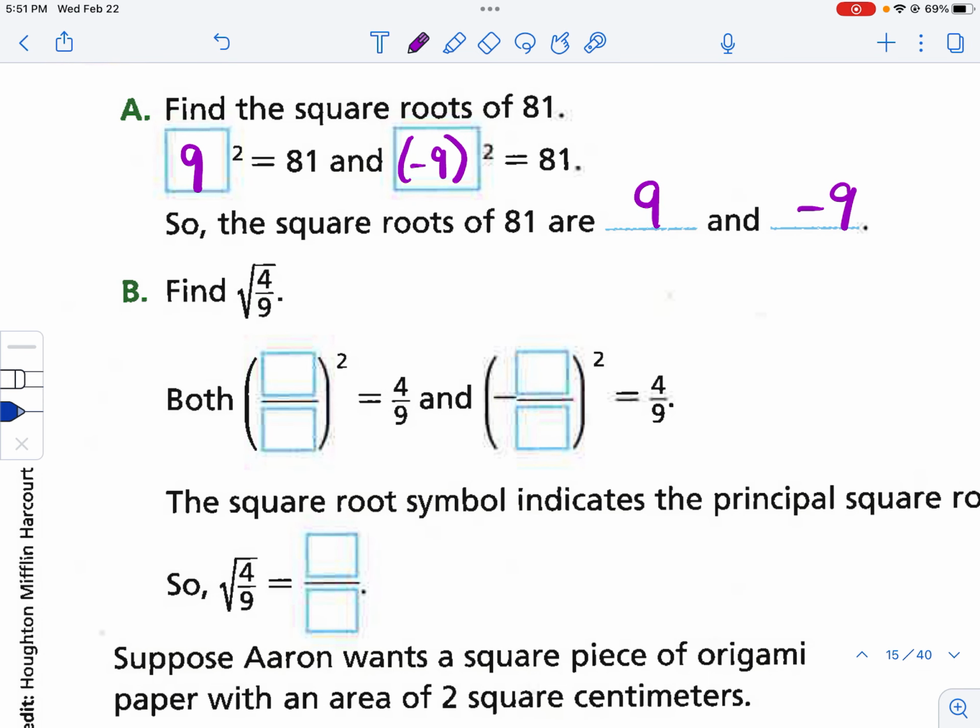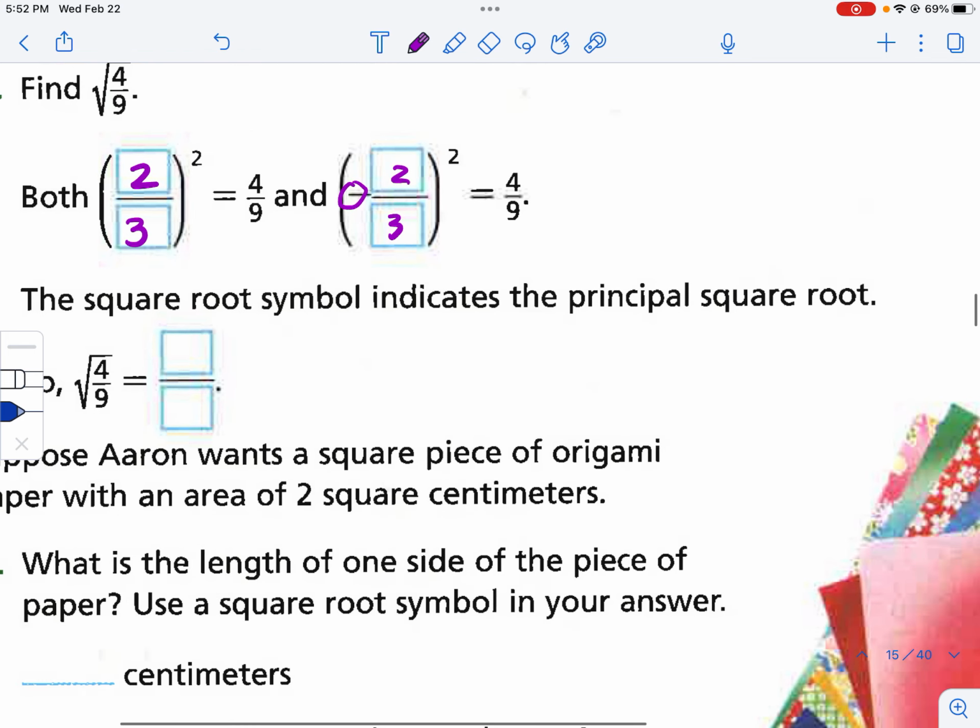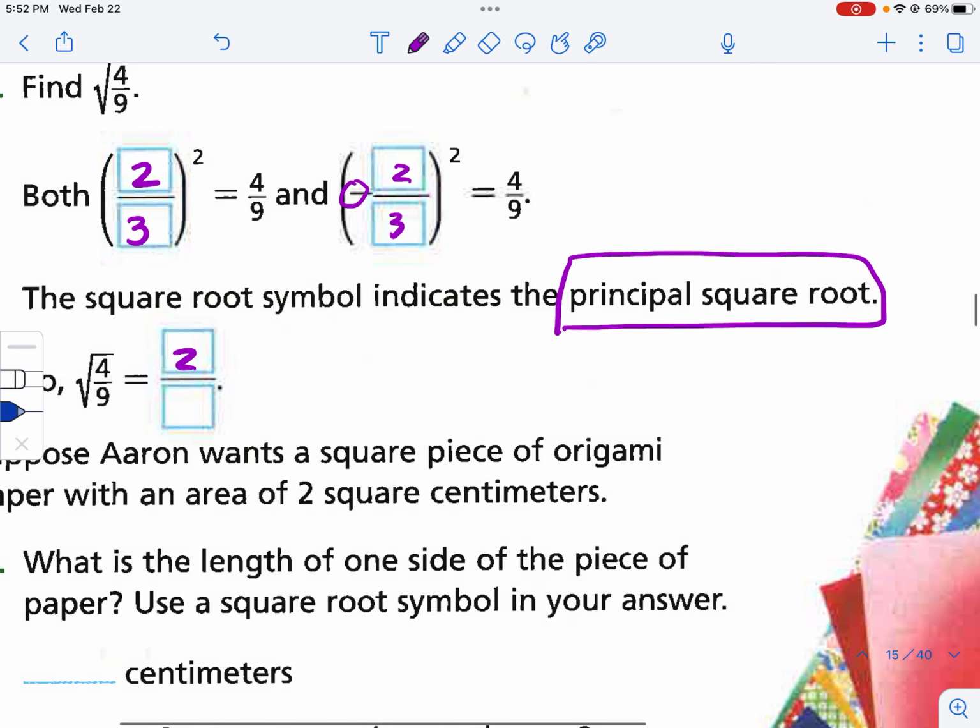Okay, if I look at this, I have what times what gets 4? That's 2. What times what gets 9? 3. Then the negative of that also, all squared, would get us 4/9. So the square root symbol indicates the principal square root. So 2/3.